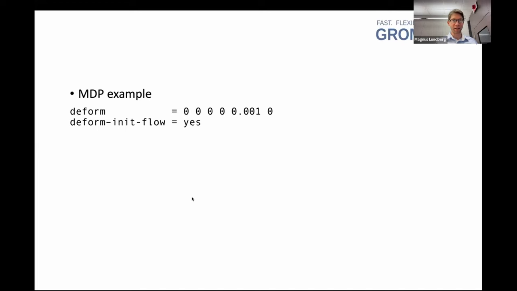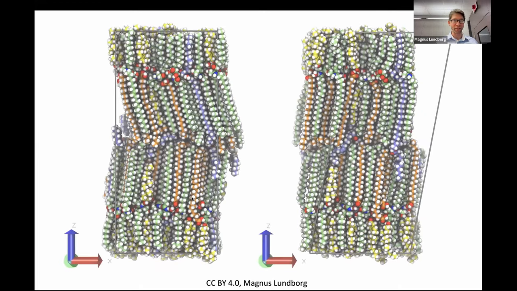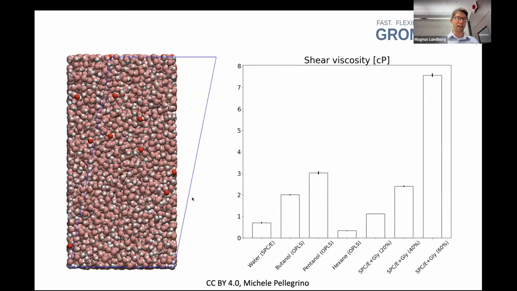And I mainly included this example because pure fluid examples make it very difficult to see what has actually happened. If we just look at this picture, we can't really see that much has happened to the simulation box, except that the periodic box has been sheared, but we don't see any movements of the liquid as such.